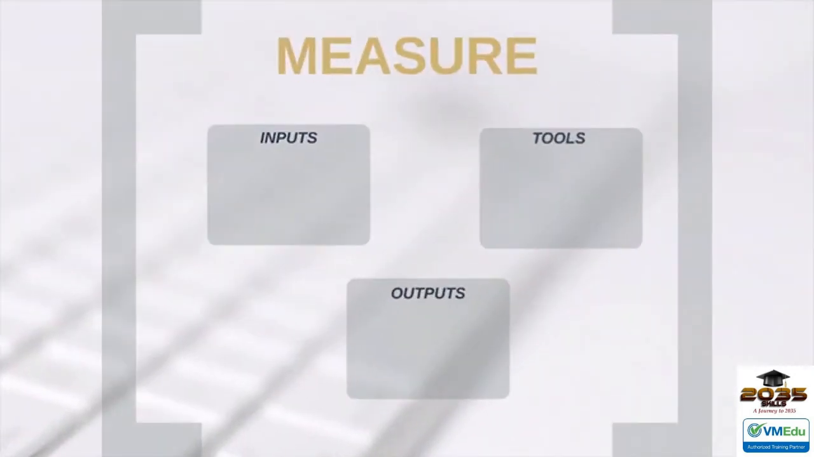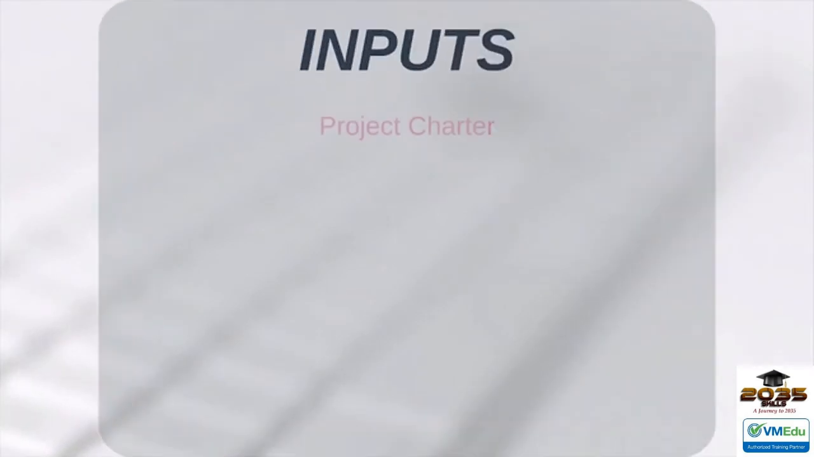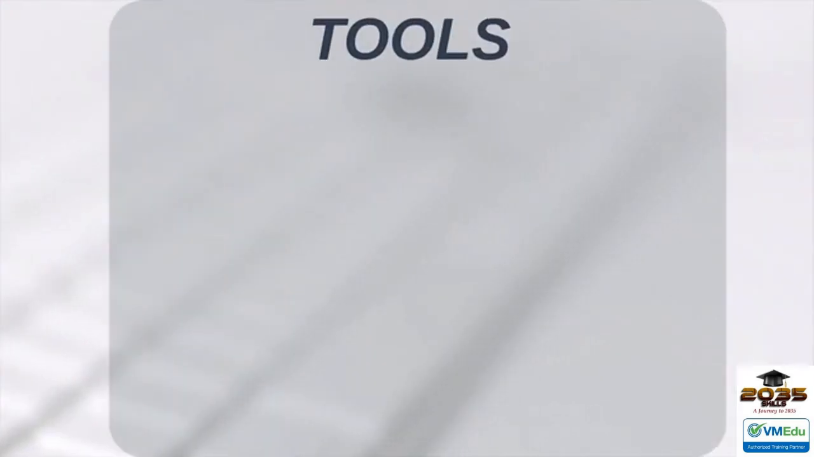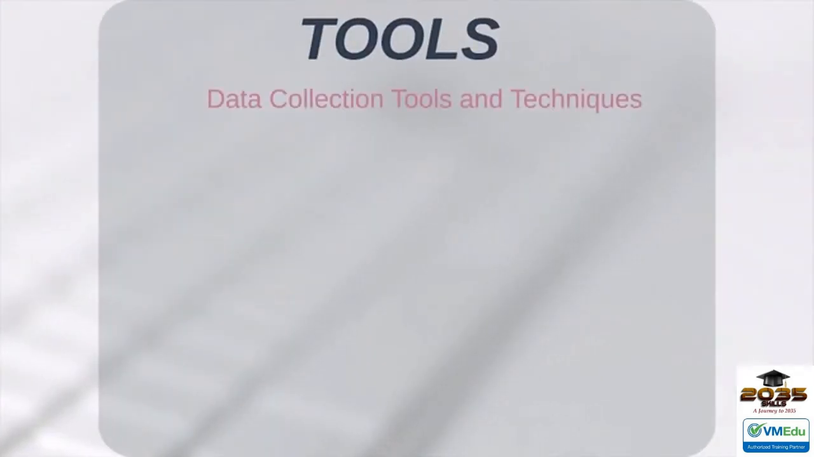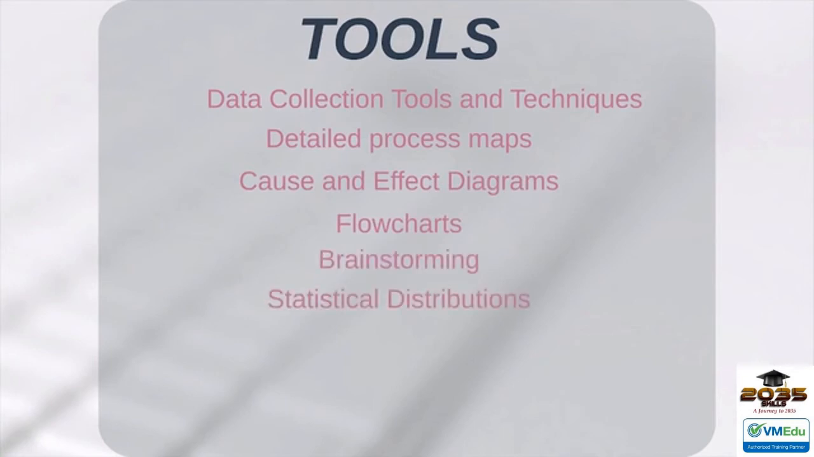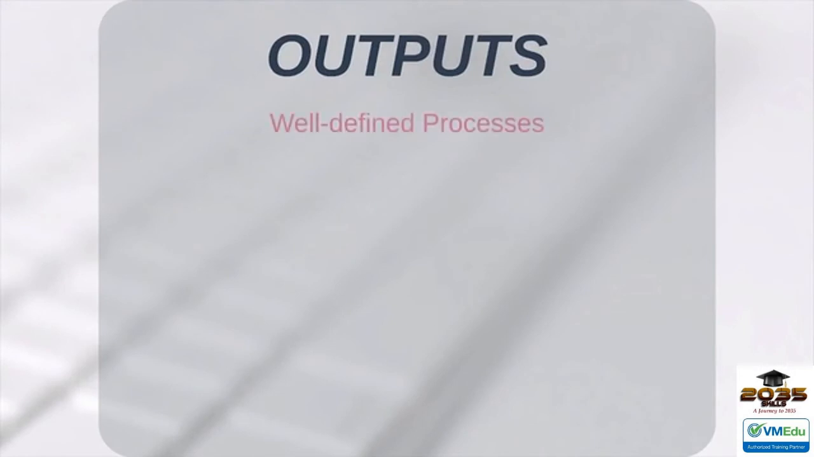The next phase is measure. The inputs here are project charter, roles and responsibilities, problem statement, stakeholder requirements, and established metrics. The tools recommended for this phase are data collection tools and techniques, detailed process maps, cause and effect diagrams, flowcharts, brainstorming, statistical distributions, probability, and gauge R&R study. The expected outputs are well-defined processes and baseline process capability.